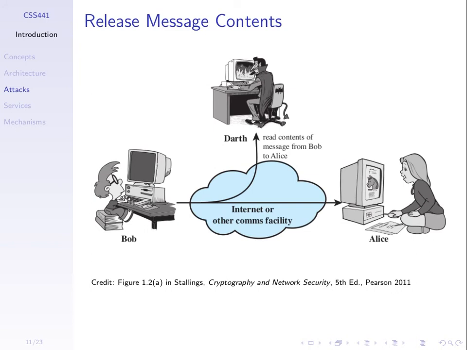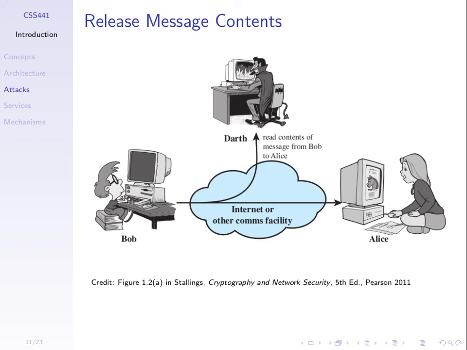The first attack is called releasing the message contents. It involves an attacker, in this case Darth, the third user, somehow intercepting the message being sent from Bob to Alice and reading the message contents. That is, the message Bob sends to Alice is a love letter. Alice is actually married to Darth. Alice and Darth are wife and husband, and Bob sends a love letter to Alice because they're having an affair.